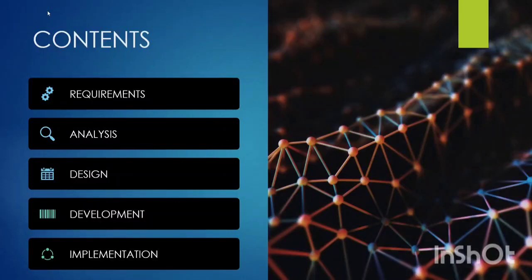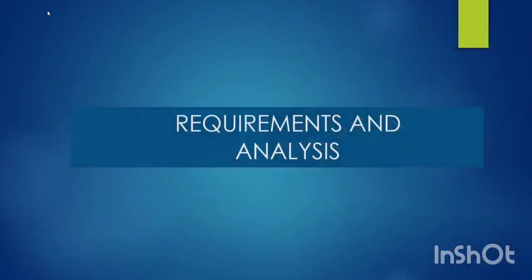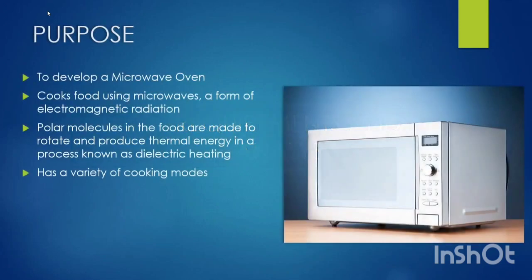The content I am going to follow in this presentation: requirement of the project, analysis of the project, design, development, and implementation. First, on the requirement and analysis part, the main purpose of the project is to develop a microwave oven. I'm going to simulate a microwave oven in this video.